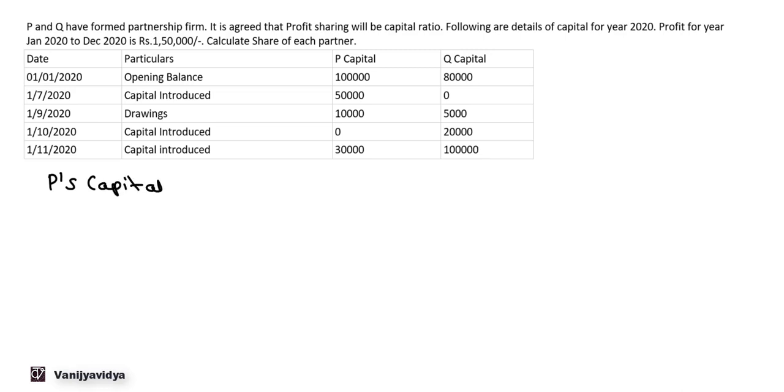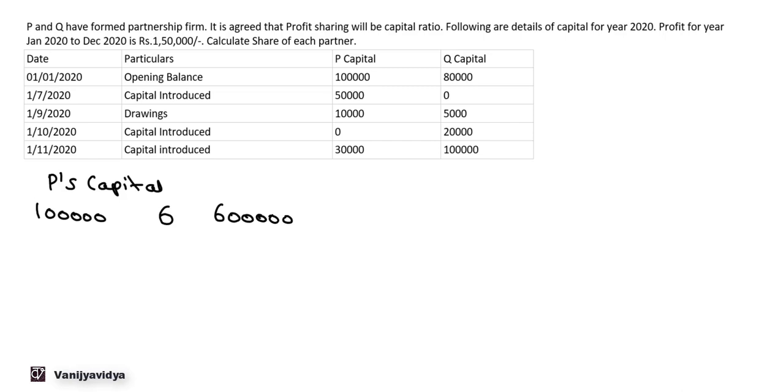Now, P's capital, what is the capital? On 1st Jan 2020, we have 1 lakh. Then on 1st July 2020, capital introduced is 50,000. Now till 1st July 2020, the balance in the capital account was 1 lakh. So from 1st Jan 2020 to 1st July 2020, that is 6 months, the balance was 1 lakh. So the weighted average will be 1 lakh into 6, that is 6 lakhs.